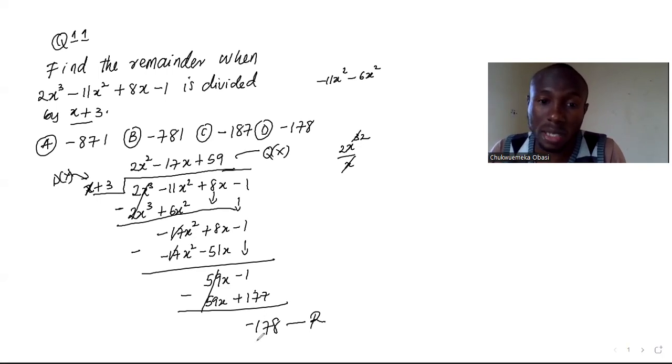So we are looking for the remainder. So therefore, the remainder is -178. So the answer is D. Now, let me show you a shorter way of solving this problem.